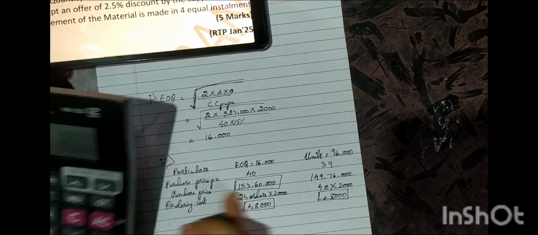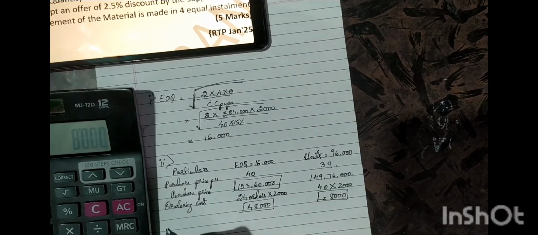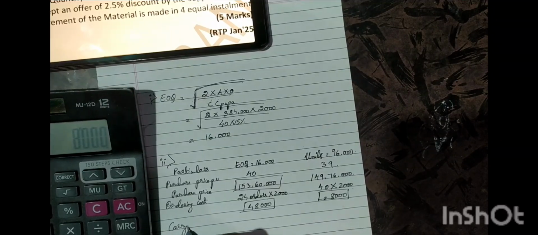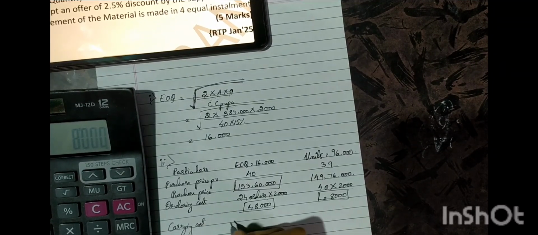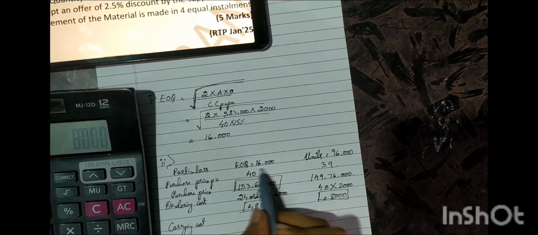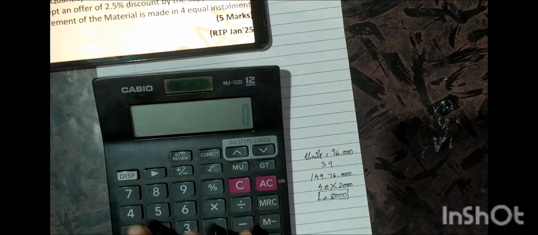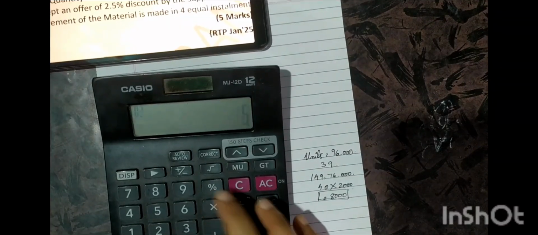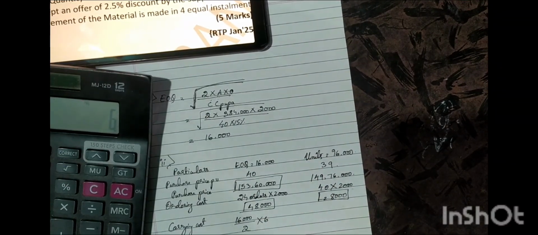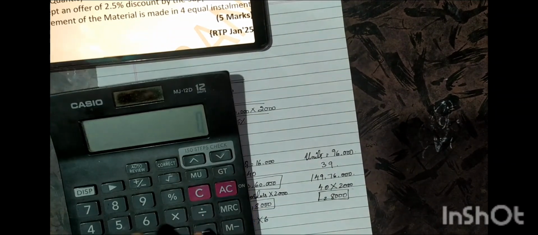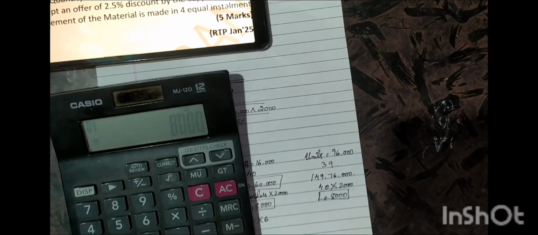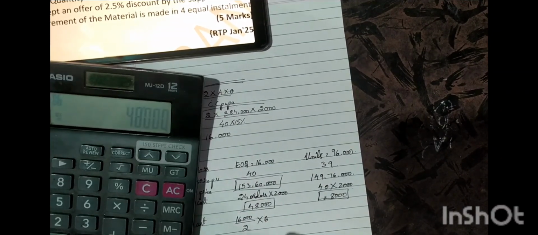And next, after ordering cost, we have carrying cost. So carrying cost is average inventory. So here at EOQ it is 16,000. So 16,000 divided by 2 into carrying cost per unit per annum. So 40 into 15%, this is 6 rupees. So 16,000 upon 2 into 6, it comes out to be 48,000.